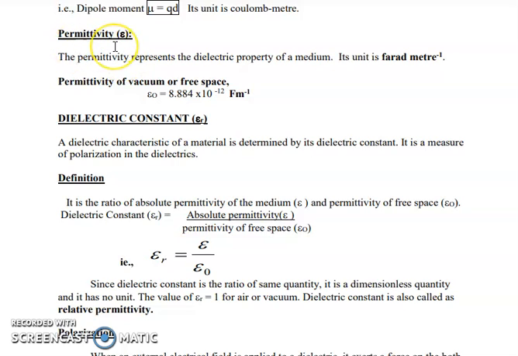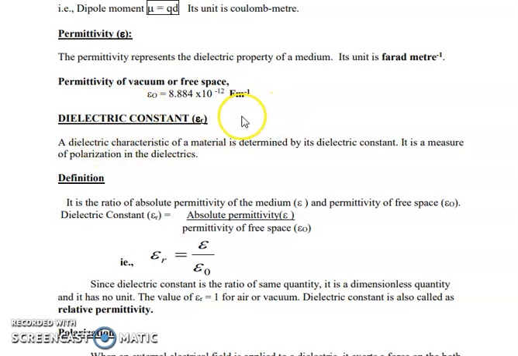Next, permittivity. We can say permittivity or absolute permittivity, given by the symbol epsilon. This absolute permittivity represents the dielectric property of a medium. The unit is farad per meter. For the permittivity of free space, there is a value which we need to remember. So epsilon naught is equal to 8.884 into 10 power minus 12 farad per meter.